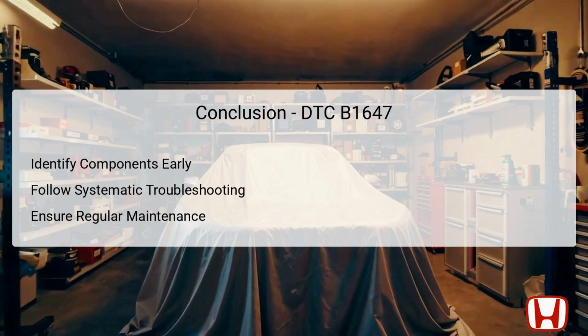In summary, addressing DTC B1647 requires understanding its impact on the passenger's door LF antenna circuit and how it influences the vehicle's electronic functionalities. Identifying all affected components early, such as the body control module and antenna, enables systematic troubleshooting that is effective and efficient.